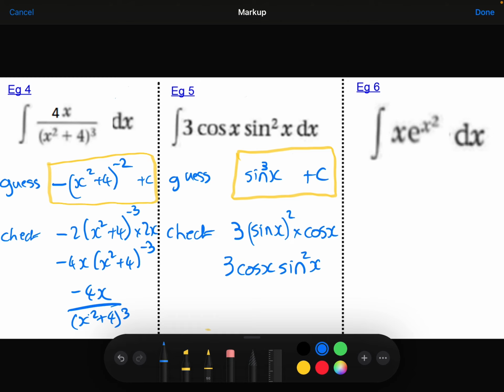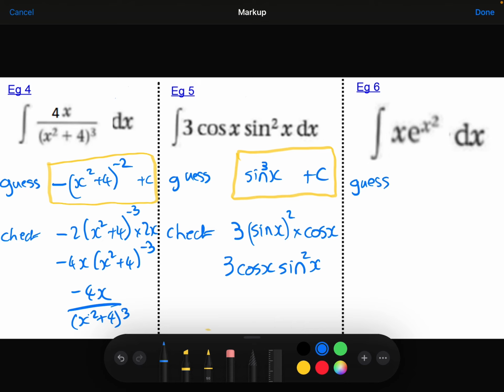Next example, we've got x e to the x squared. So I'm looking at the e, that's the important part here, and the inside of that is x squared, which I know differentiates to be 2x, which is similar to what I've got at the front. So I think guess check might work.